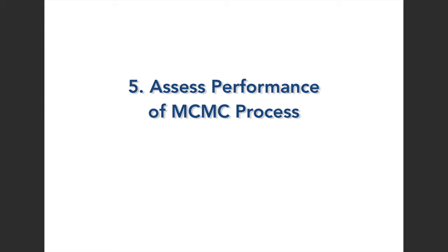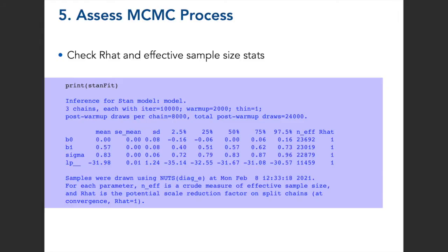Okay, the next thing we need to do is assess how our model performed and make sure everything went as we'd hoped. So the first thing we can do is just use print and then print our model here and look at the R hat and effective sample sizes. So here we can see all of our R hat values are 1, which is exactly what we want. So that looks good. And our effective sample sizes are all very high, right?